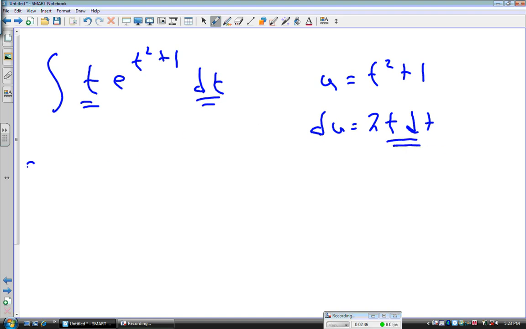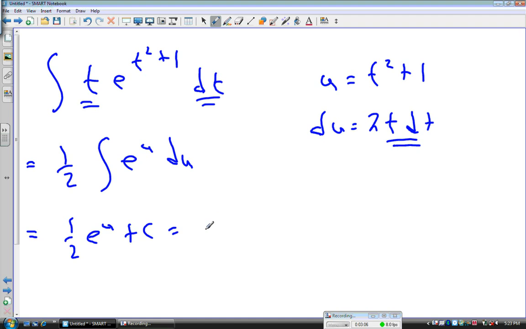All right, so I have a t dt to replace with 1/2 of du. So this turns out to be 1/2 the integral of e to the u du, right? du over 2, that's the t dt, and e to the t squared plus 1 is the e to the u. And you know how to anti-differentiate e to the u du. That's why this is a nice method to use. You get 1/2 e to the u plus c, and again we know that u is t squared plus 1, so e to the t squared plus 1, over 2, plus c is the final answer.